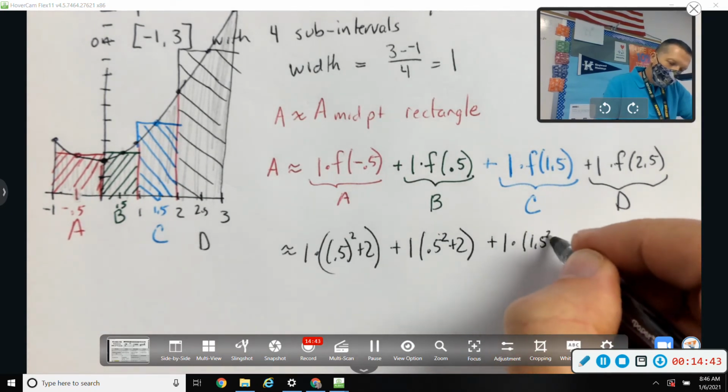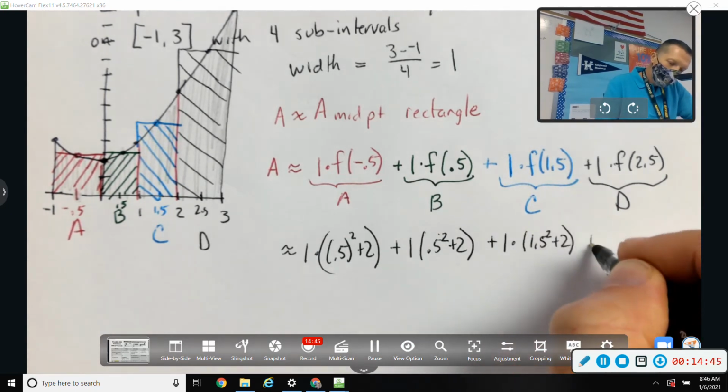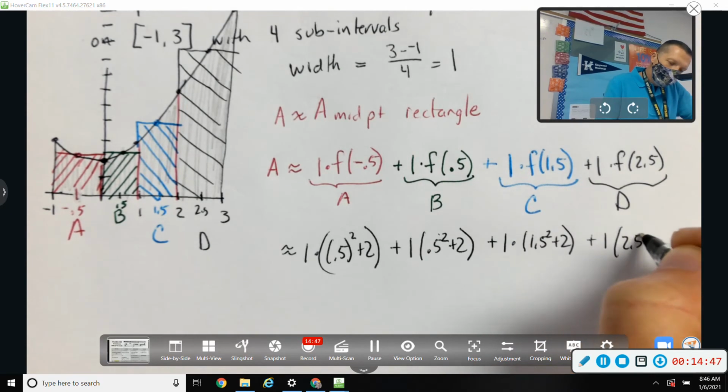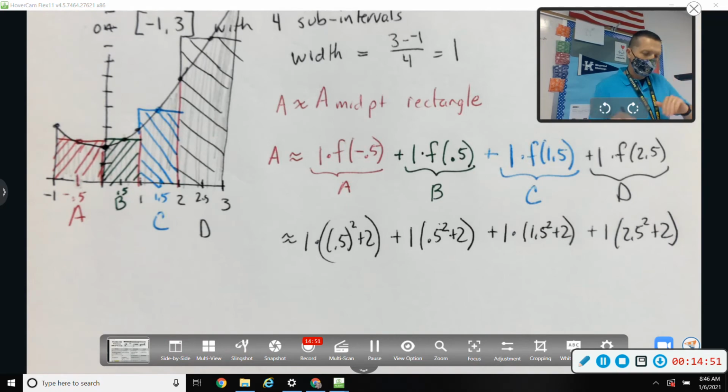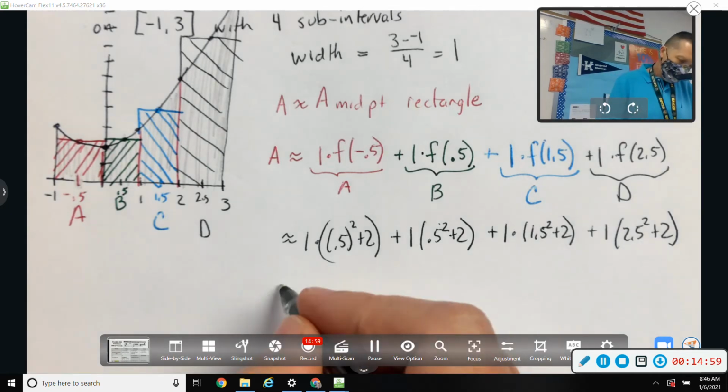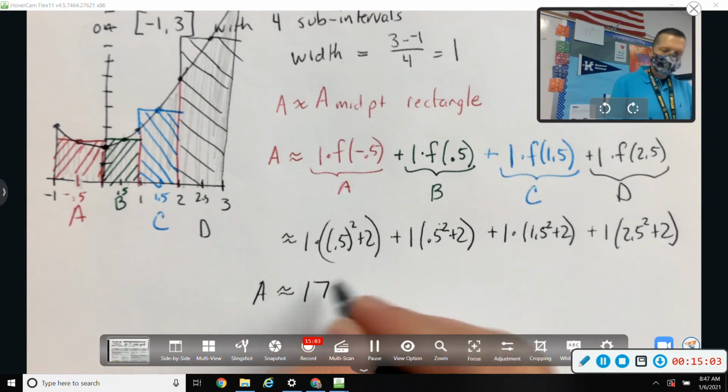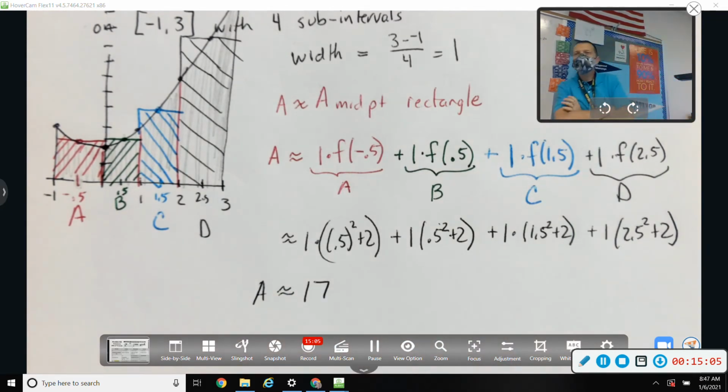1.5 squared plus 2, and then 2.5 squared plus 2. And that's a safe stop. Like, I don't know what that is. I'm fine with that, but somehow I can't help but give the answer. It just feels incomplete, although we need to be okay with leaving it like that. So that's the midpoint rule.